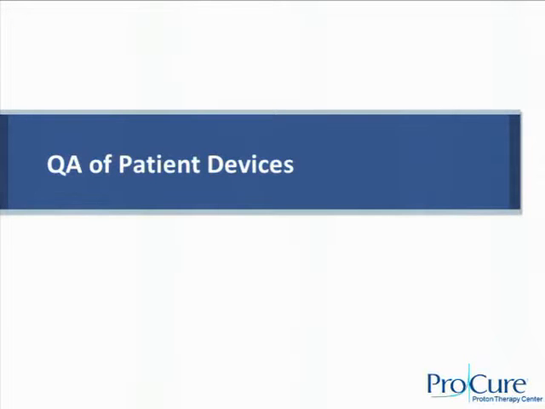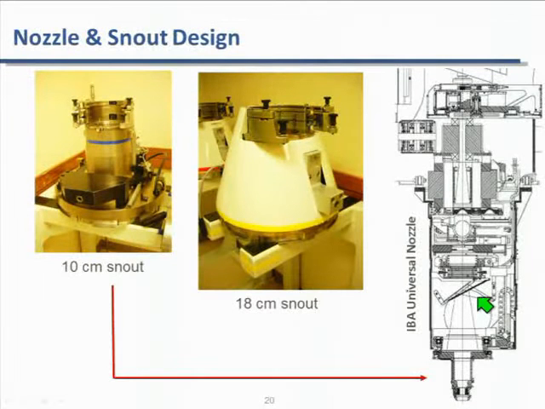So one of the most important aspects of QA, now that we understand some of the basics of proton beam characteristics at depth, is to look at how we do QA of devices for patients, output and mechanical, and also do hardware QA on the machine itself and the beam.